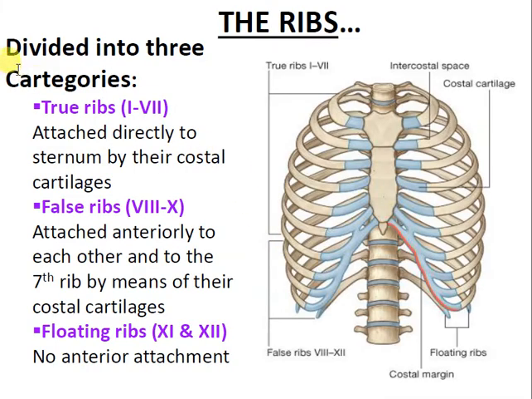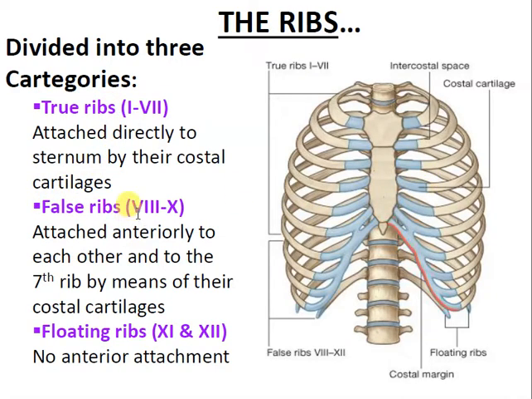Now, they are divided into three categories. We have the ribs from number 1 to number 7, which are attached directly to the sternum by their costal cartilage. Rib number 1, 2, 3, 4, 5, 6, 7, they are attached directly to the sternum. They are called the true ribs.